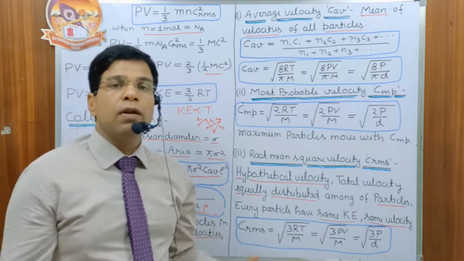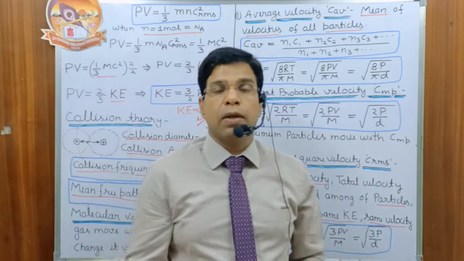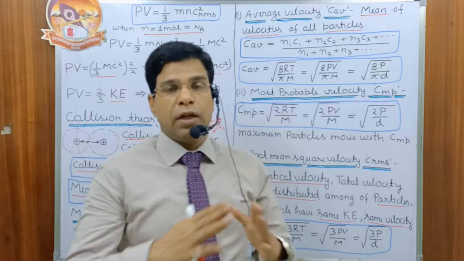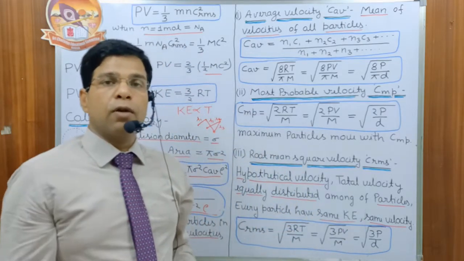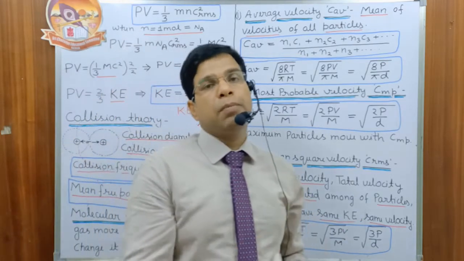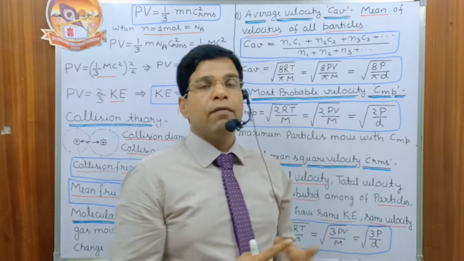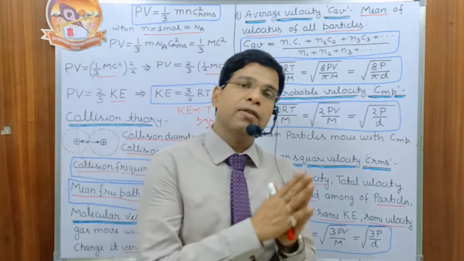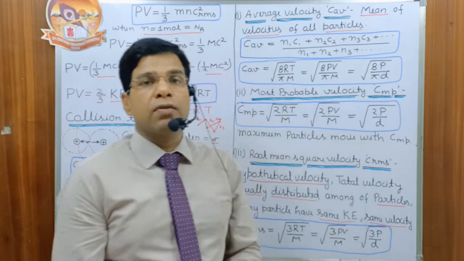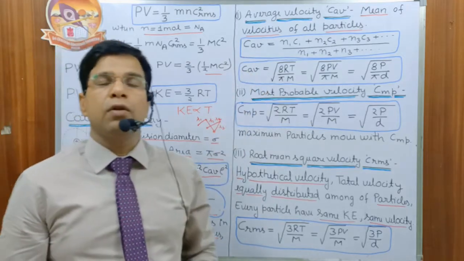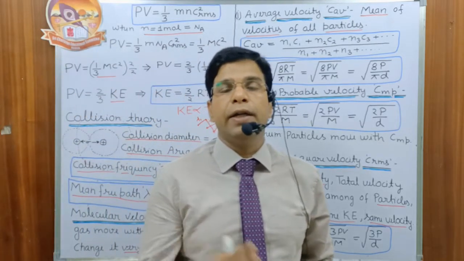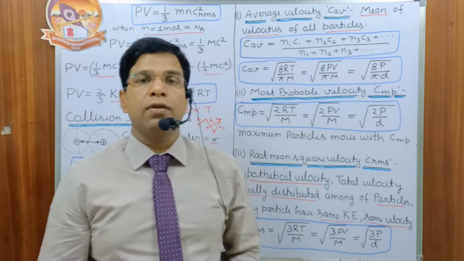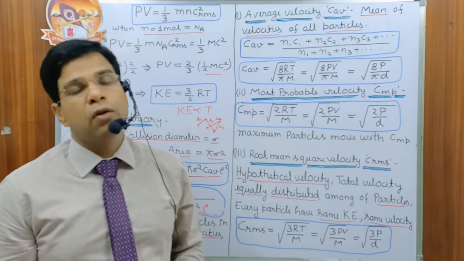So total velocity becomes n1 into c1 plus n2 into c2 plus n3 into c3, divided by the total number of particles, n1 plus n2 plus n3. When we solve this value, we will get the average velocity of the gas molecule. Average velocity C_av is always equal to under root 8RT divided by pi M. Here R is the universal gas constant, T is the temperature, and M is the molar mass.